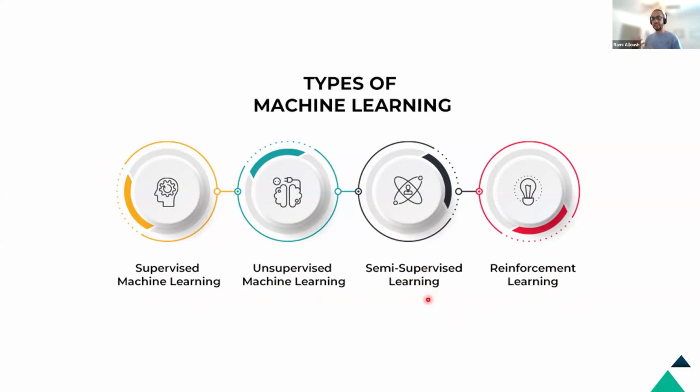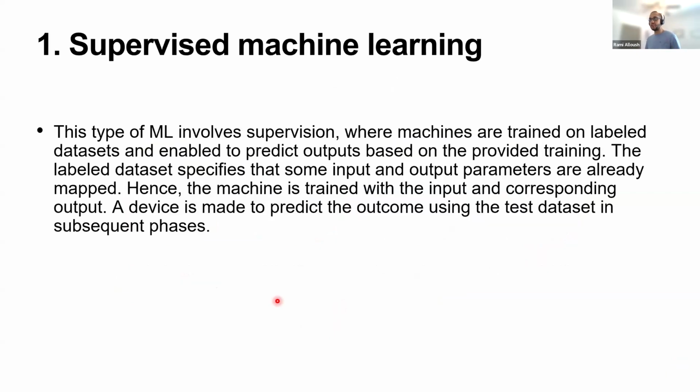We give the model a little bit of labeled data or learning data, but also a lot of data that we just throw at the model and see how it performs. And then we will talk a little bit about reinforcement learning. So let's start with the first type, supervised machine learning.